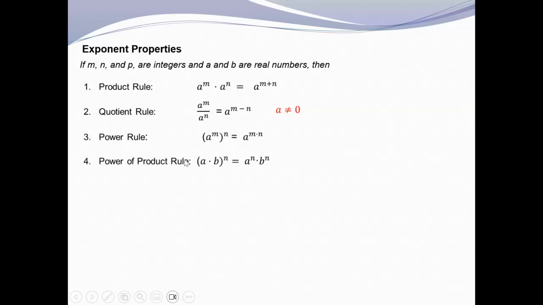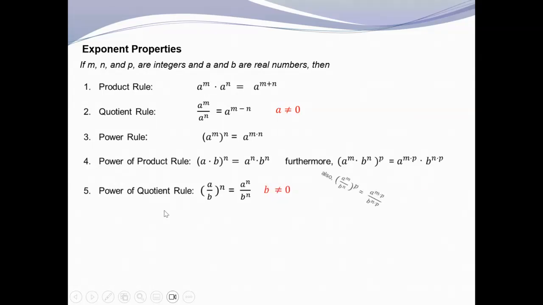Now this is called the power of the product property. If you have a times b to the n, it'll be a to the n times b to the n. And furthermore, if you have a to the m times b to the n, all raised to the p, you're going to multiply the p by each exponent. It'll be a to the power of m times p, and b to the power of n times p. Same thing with the division for the quotient. If you have a divided by b to the power of n, it's going to be a to the n divided by b to the n. I'm going to show you examples of each one of these, okay? But let me finish all the rules first.